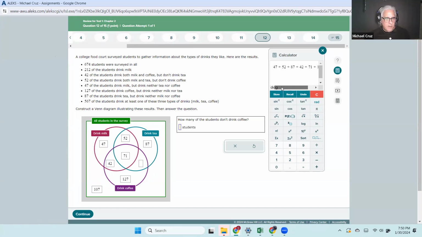All right, so we got 47, 52, 87, 42, 71, 127. And I'm going to go ahead and just throw in the other one. So everything that's in there is 533. And then the total of 674 we'll subtract. And that means 141 should go here. Now, before I move ahead, I'm going to do it a second way.